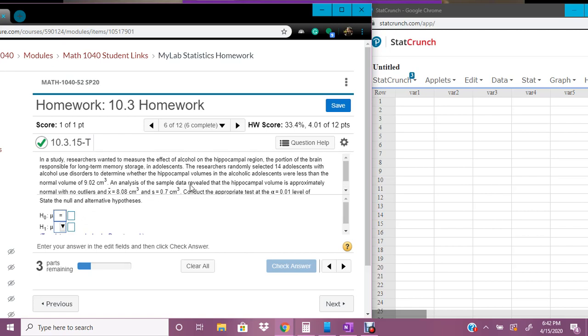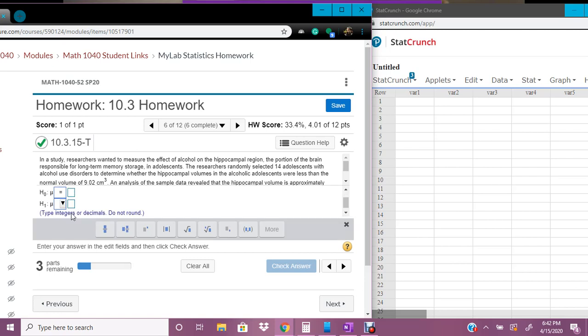In this question, it says that the researchers randomly selected 14 adolescents with alcohol use disorders to determine whether the hippocampal volumes in alcohol adolescents were less than the normal volume of 9.02. So in this case, our null hypothesis is this number, the 9.02. And these guys are trying to figure out if in this other sample, it's less than that number. So we're going to choose the less than sign and put in that same number. These should always be the same.